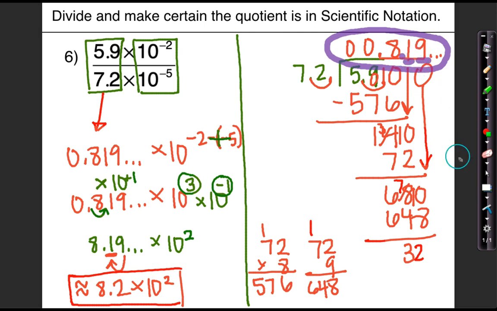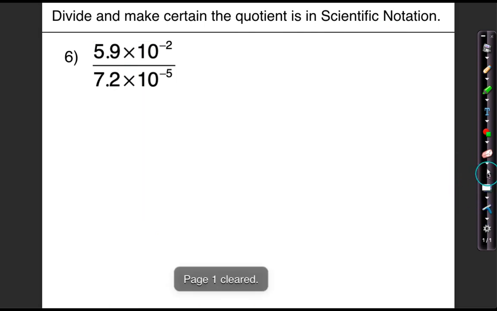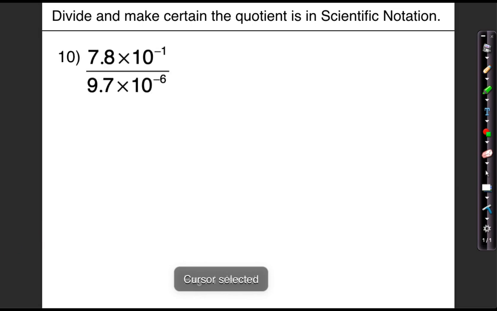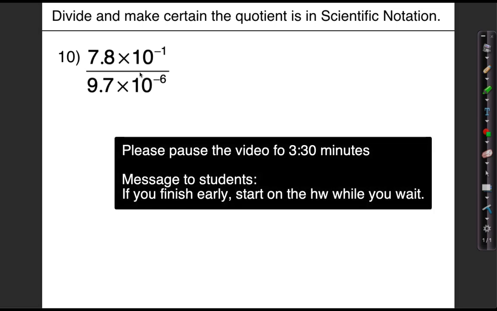Okay, so now that I've done that example, guess what? It is your turn. So once again, we're going to skip around. I want you to go ahead and try number 10 by yourself. Again, I'm going to give you about 3.5 minutes to try it on your own. If you're unsure, please refer back to number 6. But other than that, go ahead and give it a shot. The time begins now.